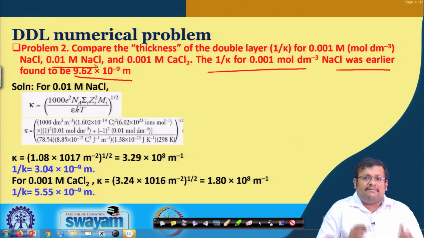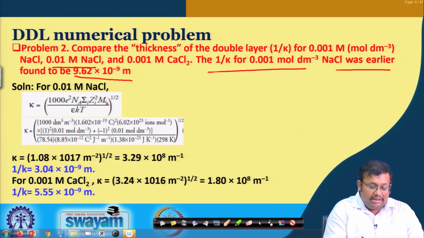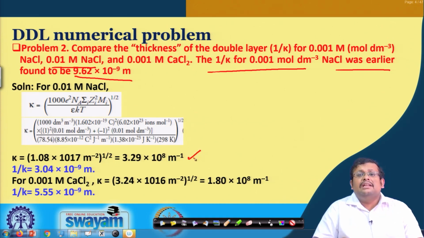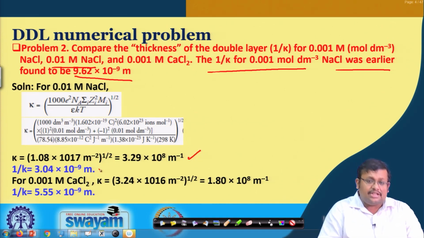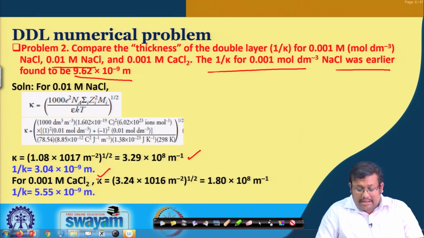So, we are calculating now for the second molar concentration of sodium chloride, that is 0.01 molar. Basically we have to use only one formula of k. So, here we can put in all the parameter values, and from there we can get the value of k. Once we get the value of k, then the thickness of the diffuse double layer can be calculated by taking the reciprocal. Similarly, for calcium chloride, we are also including all the parameter values here.